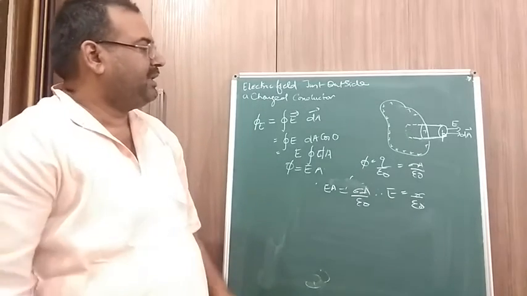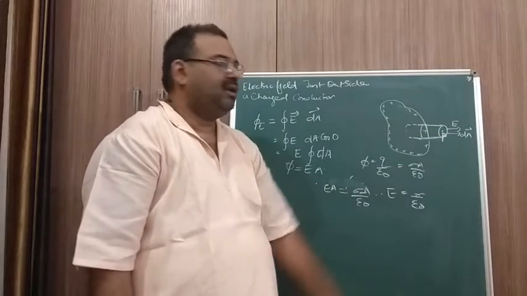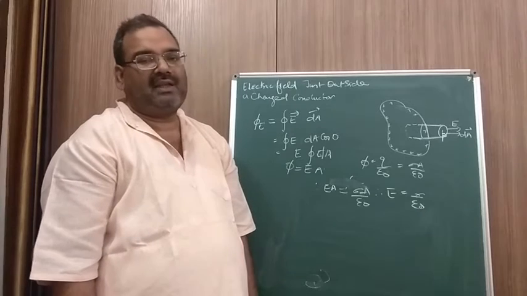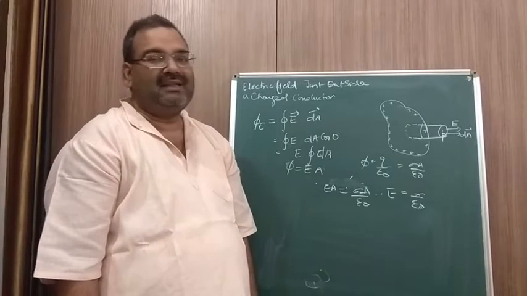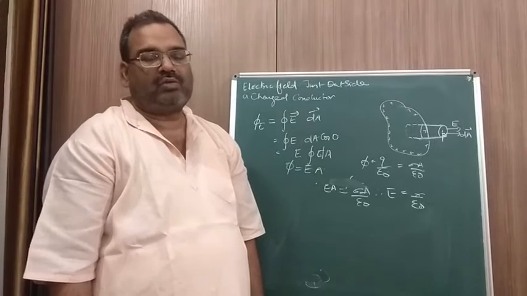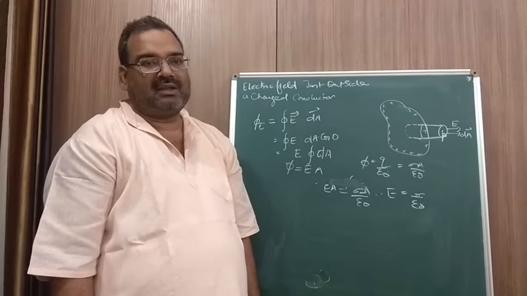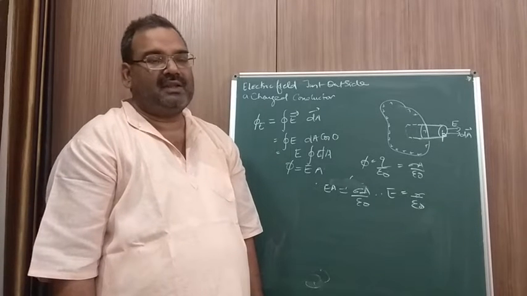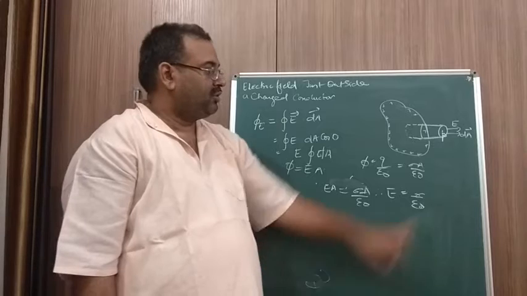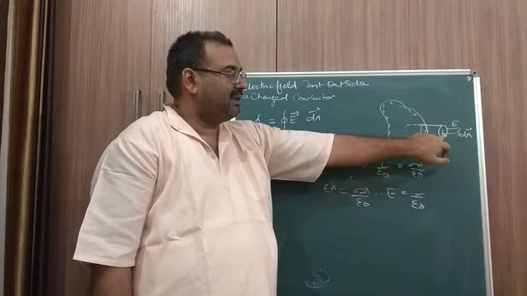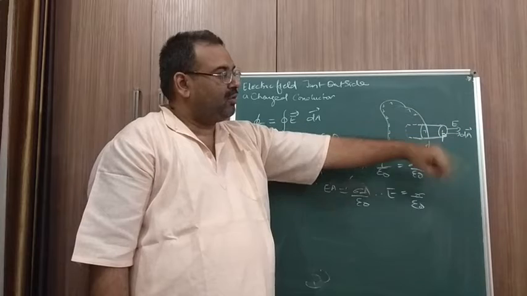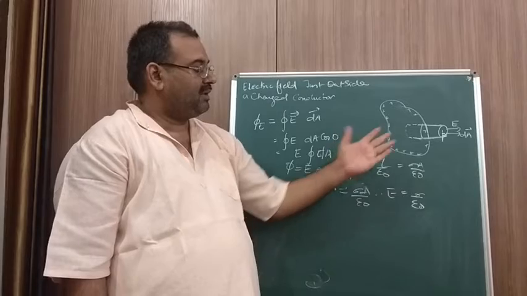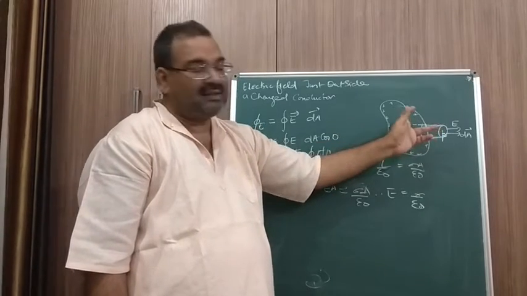Let us take a point P at which the electric field is to be calculated. So what we do? We draw a Gaussian surface that will contain the point P. The Gaussian surface is a cylinder whose one parallel surface is outside the charged conductor. It contains point P. And the other parallel surface is inside the charged conductor. So you can see I have drawn only one surface outside the conductor. The electric field is normal to the surface, E and dA. The other parallel surface is inside the conductor.